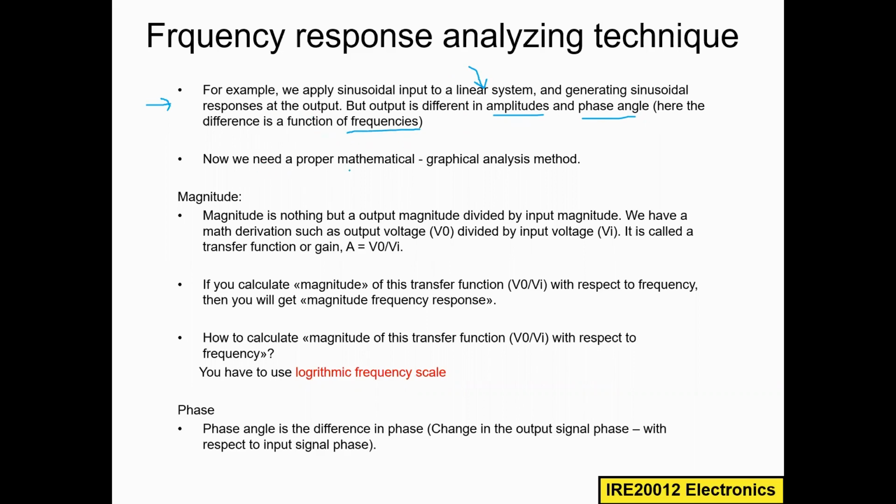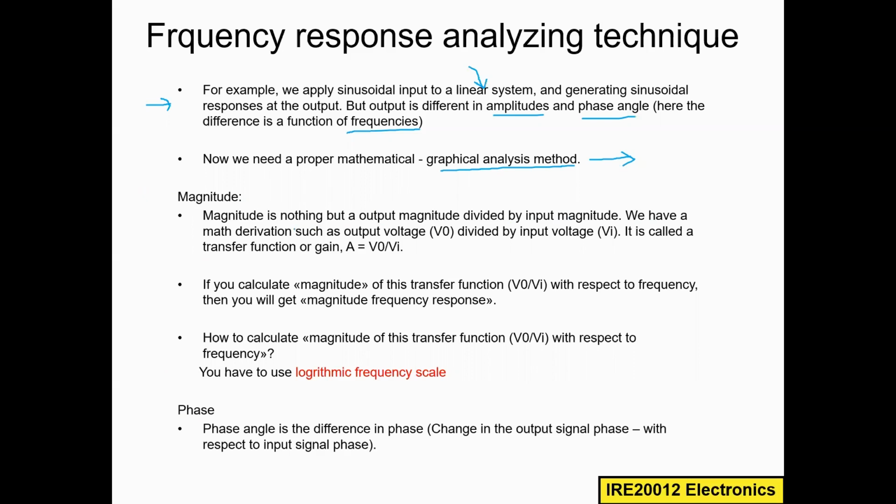So now we need a proper mathematical and graphical analysis method. That is why we are moving to the Bode plot. Here the Bode plot gives us two important terms, the magnitude and phase. Magnitude is nothing but output magnitude divided by input magnitude, maybe in terms of voltage, output voltage divided by input voltage, that is the transfer function.